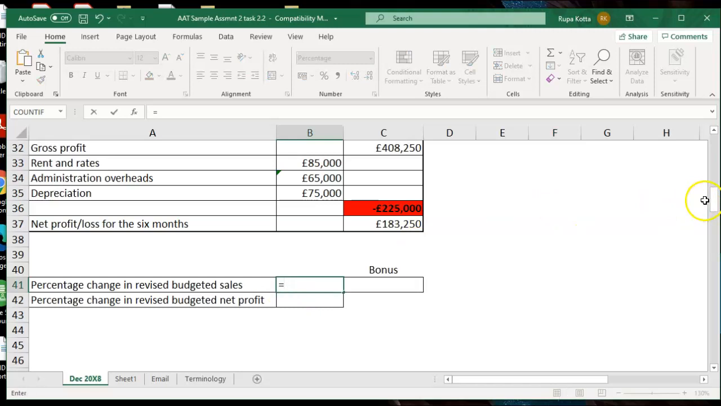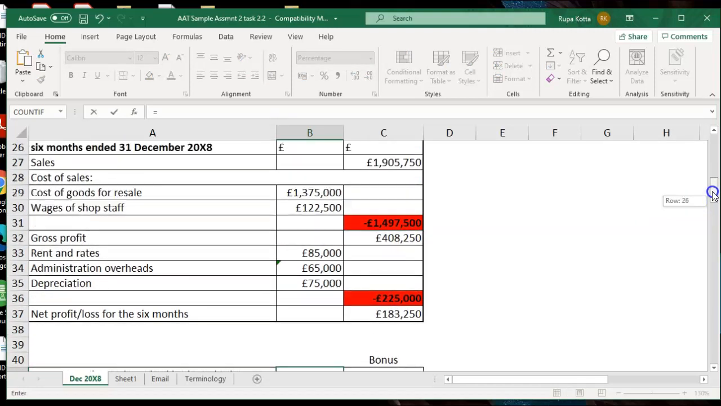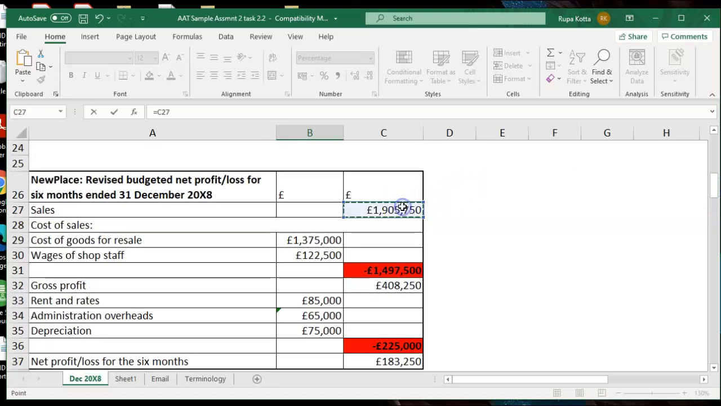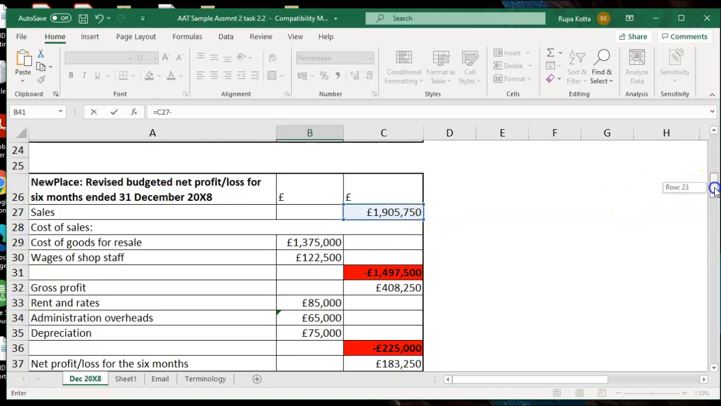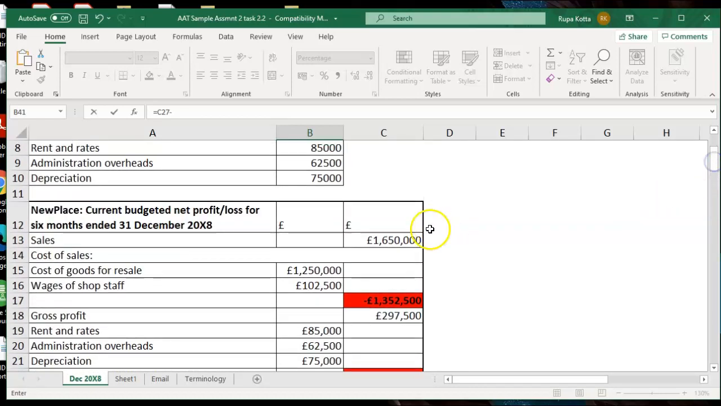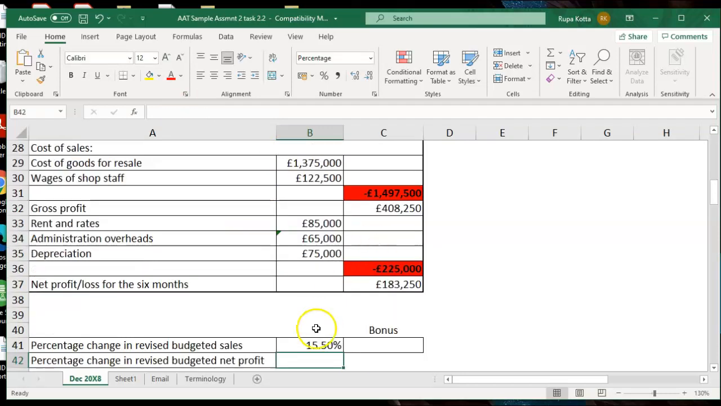So use your formula, which is big number minus small number. First if you do it in sales. So definitely this is your bigger number minus the smaller number. Put brackets because you are doing division, divided by the smaller number. And if the answer is not coming in percentage, you can right click format and change it to percentage.